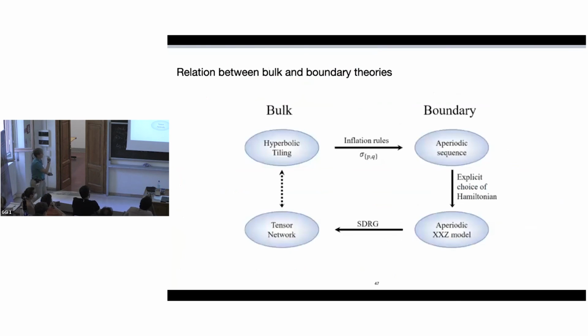So the idea will be that we start in the bulk with a hyperbolic tiling, which of course is something kinematical. I mean, it's not associated with any dynamics, but then we use this inflation rule and we get an aperiodic sequence at the boundary. Then for this, we can very well motivate at least a particular choice of Hamiltonian, which is this aperiodic XXX model. And then we can use tensor network techniques, this sort of renormalization group, to reconstruct the bulk, okay?